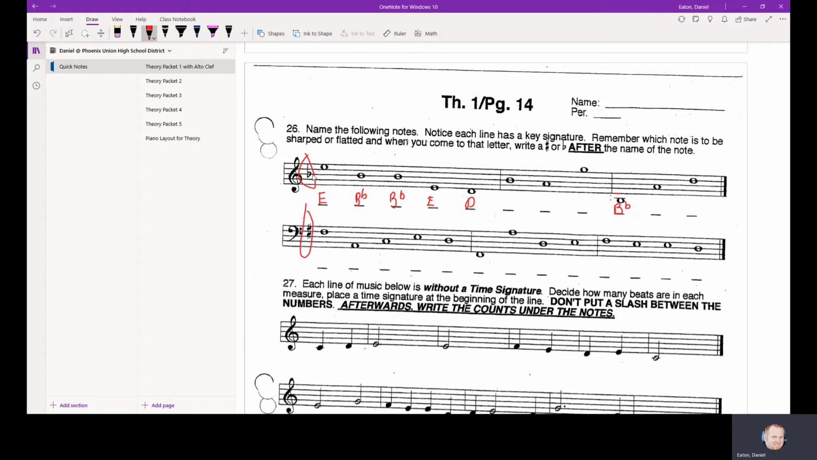This flat on this B line applies to every single B. It doesn't matter if it's a million miles below or above the staff. Every B is flat. Doesn't matter if it's here, above, below, 2 miles below, whatever. It has to be flat. It's always going to be flat, regardless.